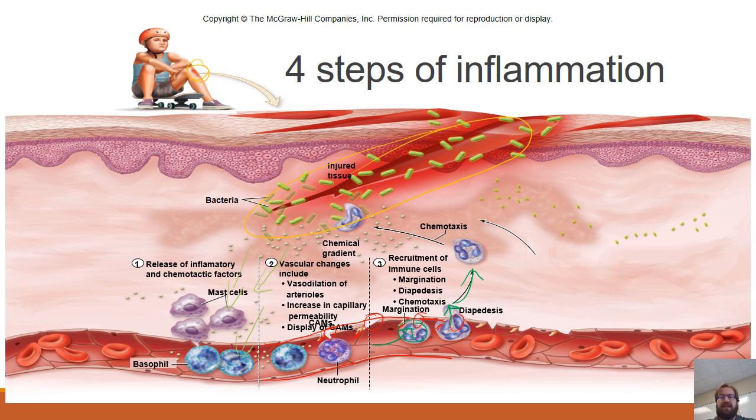And then finally chemotaxis, that cell senses these same molecules that were released by the bacteria and the injured tissue, and it starts moving in that direction. And then once the cell has reached there, it starts phagocytizing the bad bacteria there.